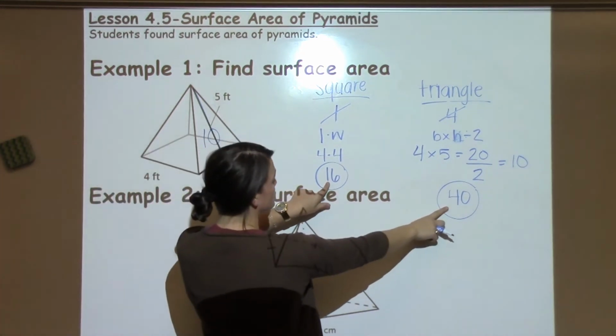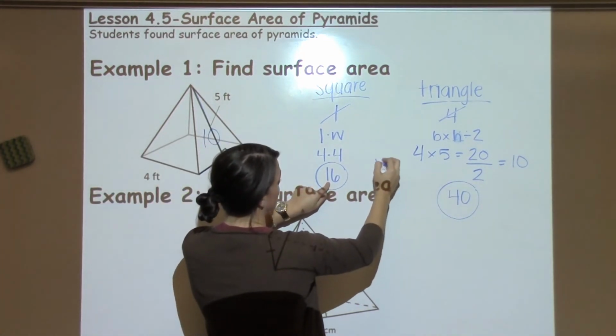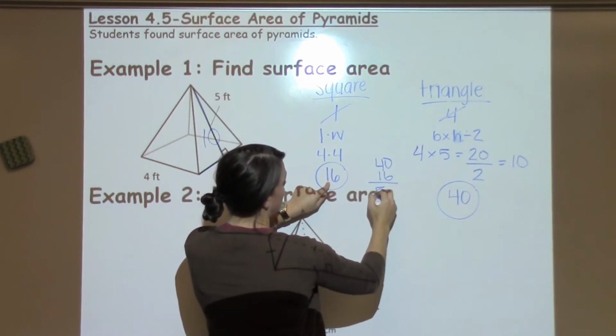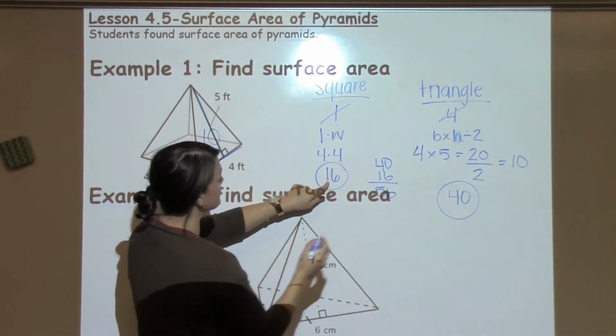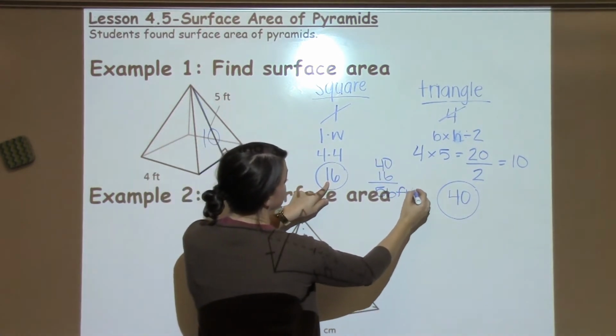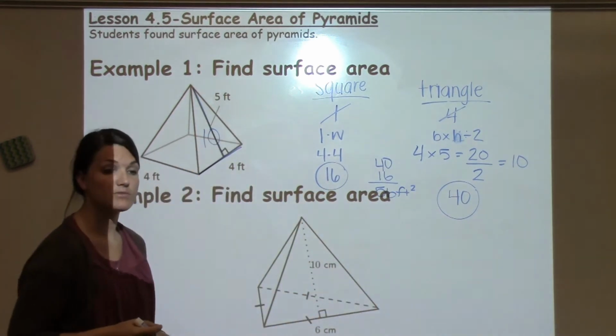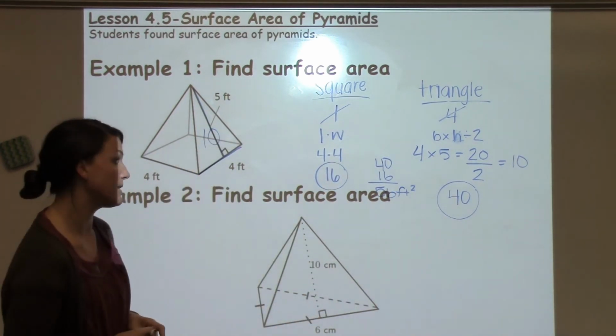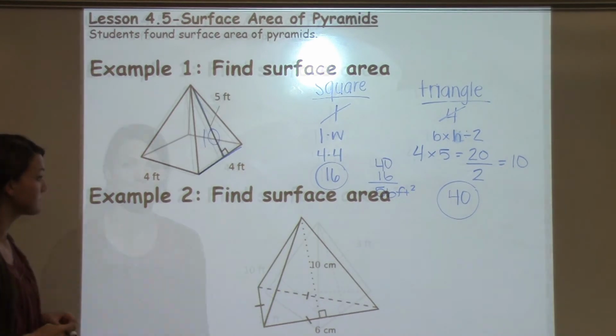Now all I have left to do is add my circled numbers. 40 plus 16 is 56 feet. Because I'm working with surface area, I'm going to square my units, 56 feet squared.